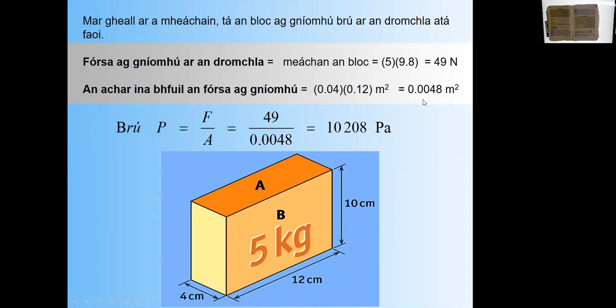The area in square meters comes from 4 centimeters by 12 centimeters, so one face has an area of 0.0048 meters squared. Then we find the force exerted by the block, and we must be careful not to get it wrong.